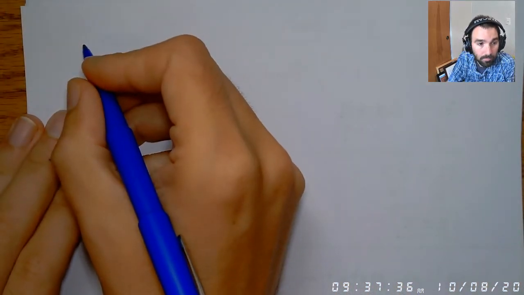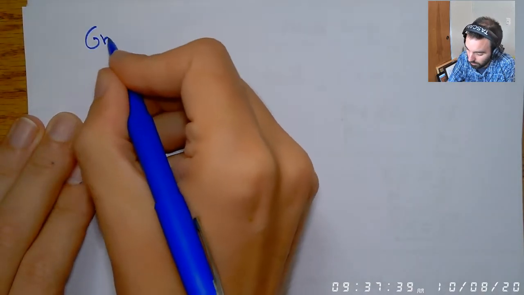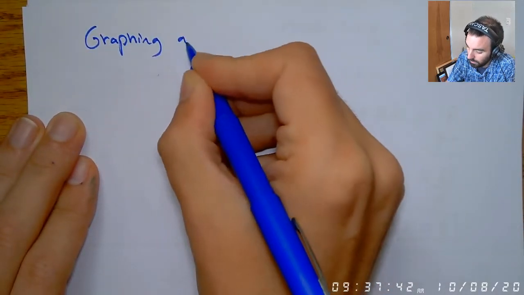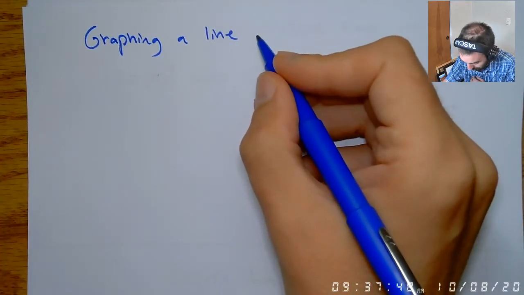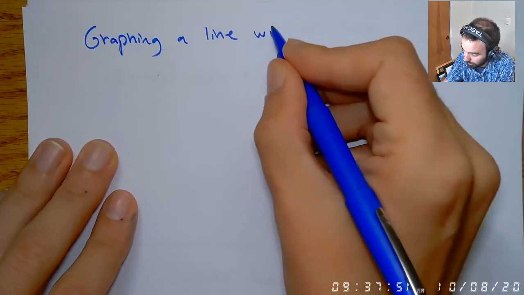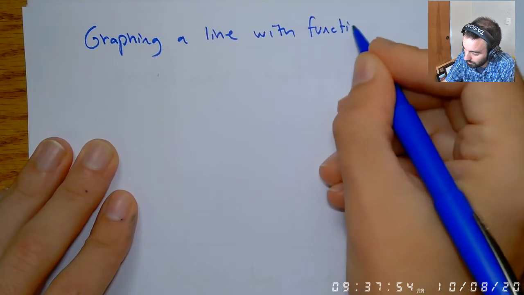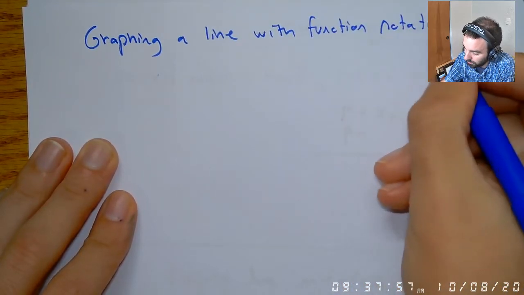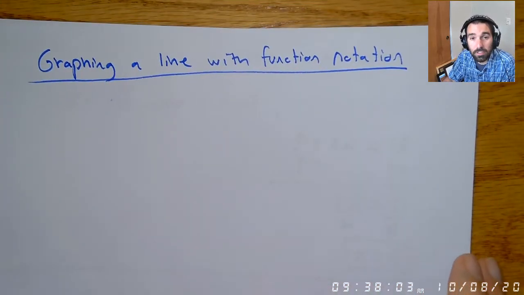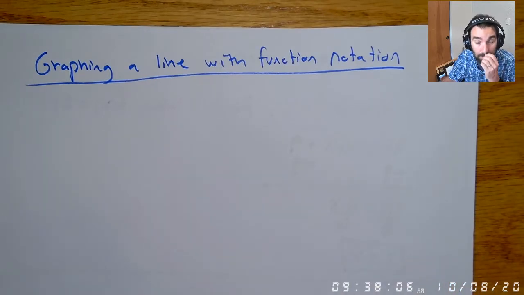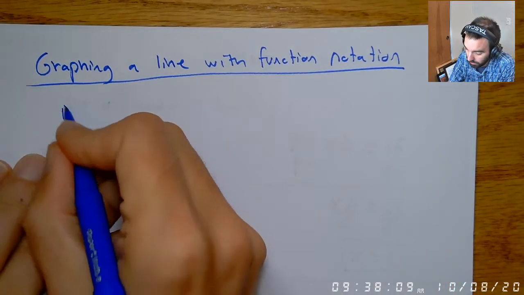All right. So the last thing we're going to be doing today is graphing a line. So graphing a line with function notation. Okay. So there's a couple of things that we're going to need here. We're going to be graphing a line with function notation. So the things that we're going to need here is, one, we're going to need a table.